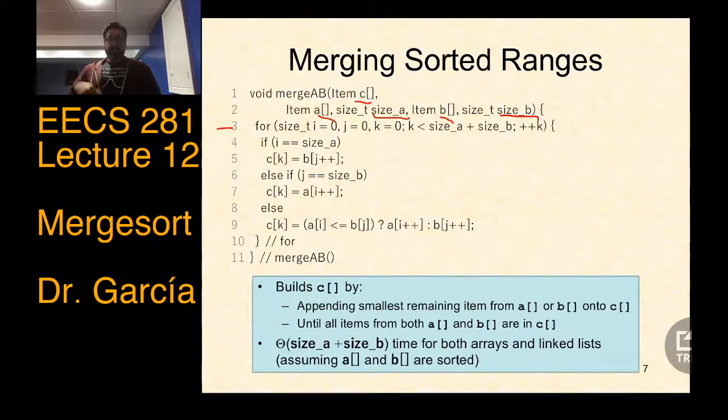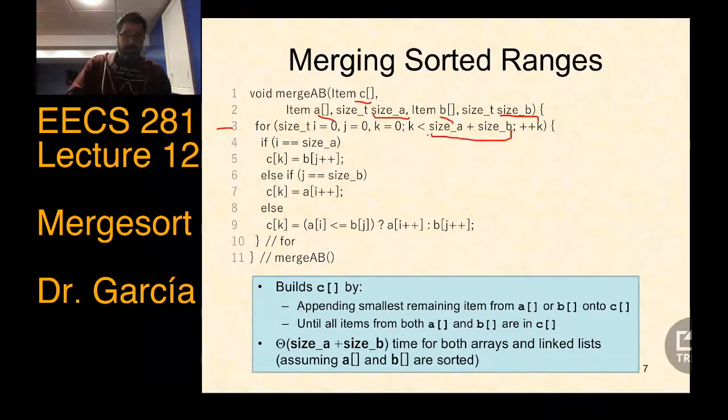If you recall, the performance of this algorithm is on the order of size A plus size B. Basically, since we need to, in the worst case, iterate over all the elements in the first input array and all the elements in the second input array, it is linear in the sum of both sizes.